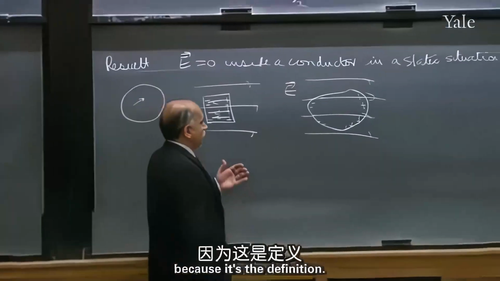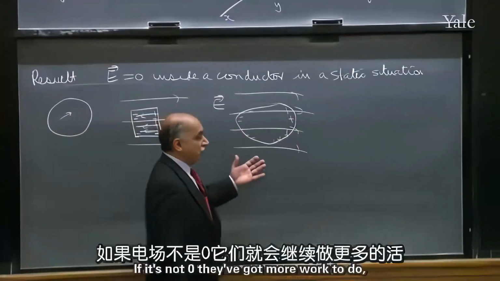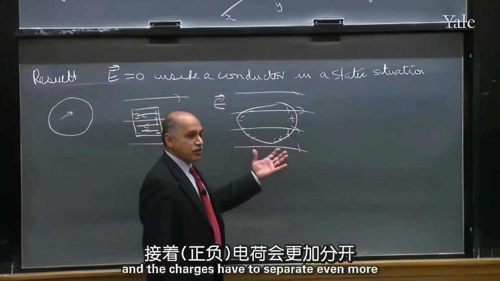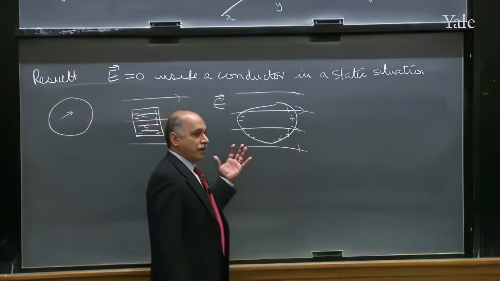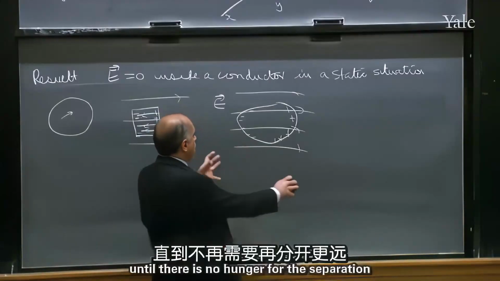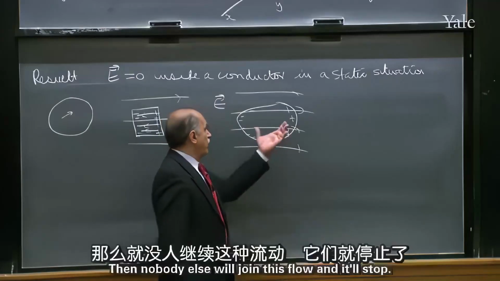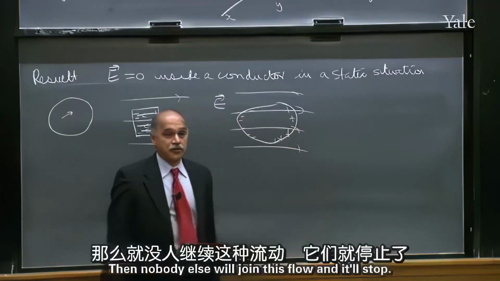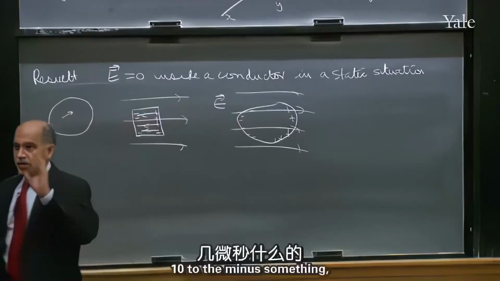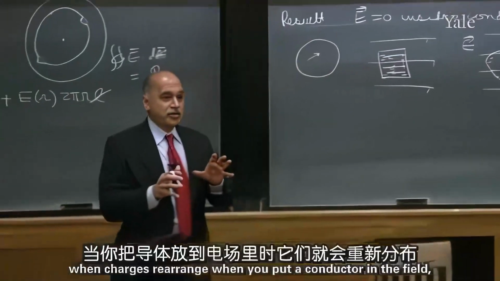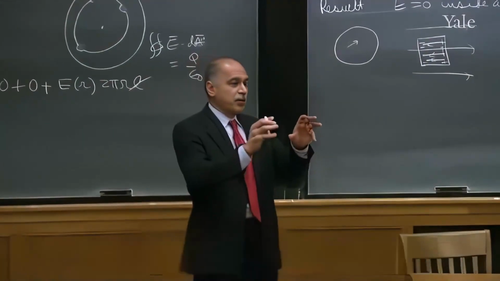Because it's a definition. If it's not 0, they got more work to do. And the charges have to separate even more, until there is no hunger for the separation because they managed to produce a field inside that is 0. Then nobody else will join this flow and it will stop. So that's a very short period, 10 to the minus something, when charge is rearranged. When you put a conductor in a field, then quickly it will stop.